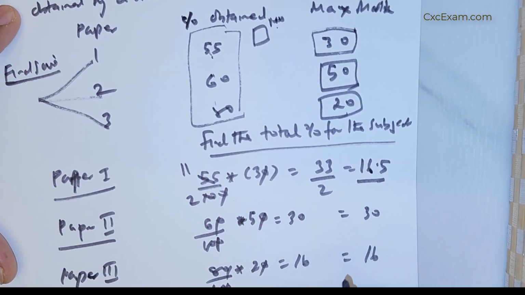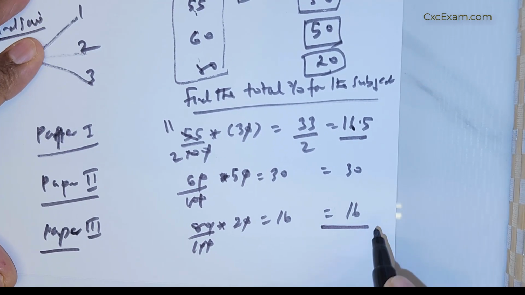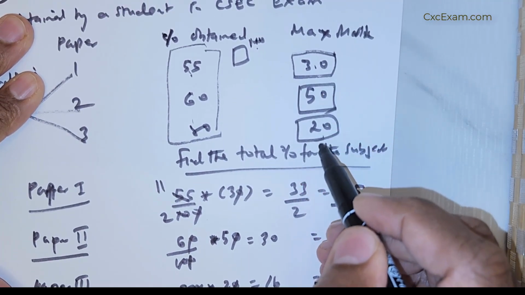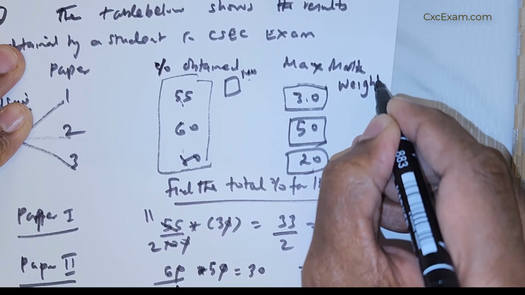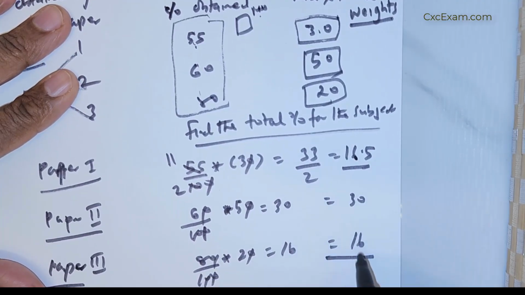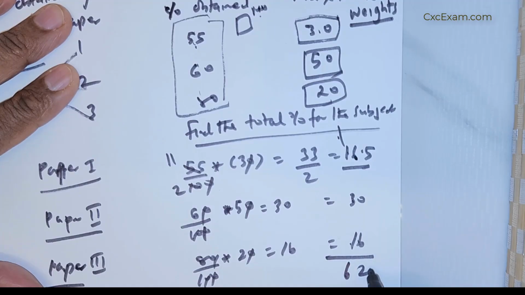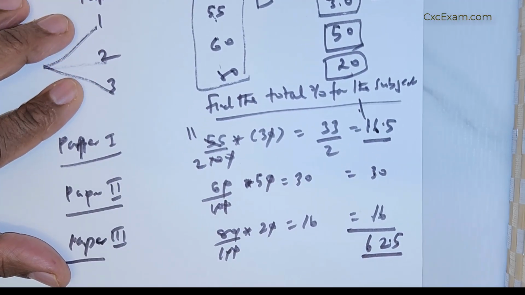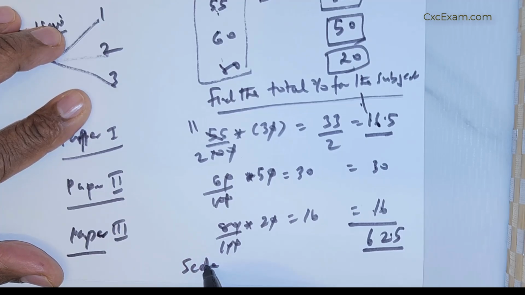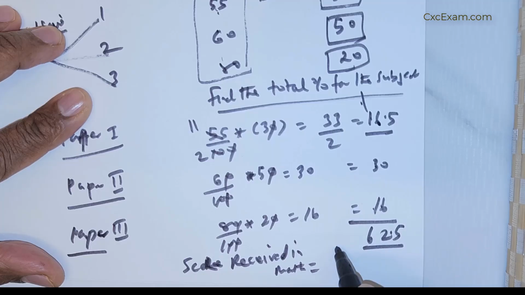So they are asking us to find the total score that has been received by the student. Okay, if this is the weight that's been associated, so we call these things as weights, okay, or weightage. So you add these things, what do you get? 6, 12, carry 1, 2, 5, 6.5. So the score that the student has got, score received in math, is equal to what?